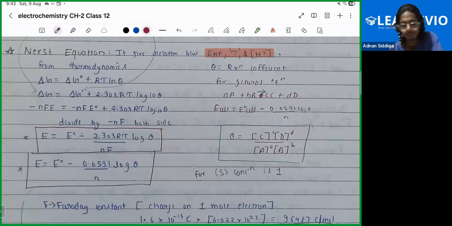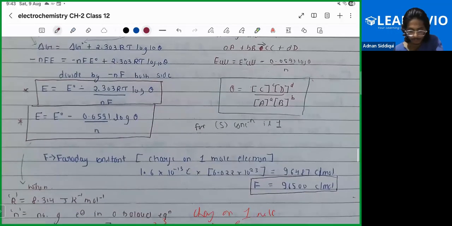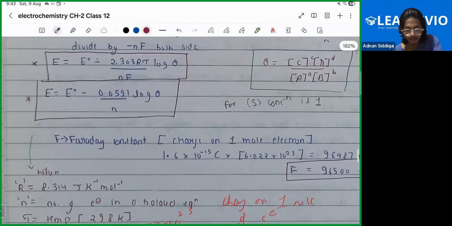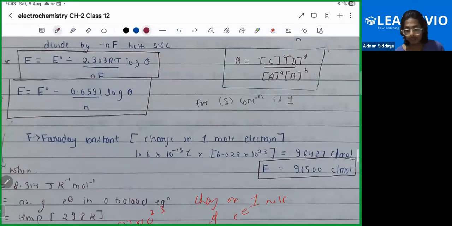Done, sir. Okay. So what is Faraday? What is this F? This F is basically Faraday constant. And what do we mean by Faraday constant? It means charge on 1 mole of electrons. How much is 1 mole? 1 mole is basically 6.022 into 10 to the power 23.